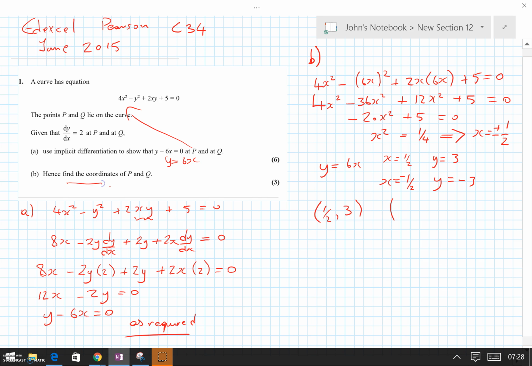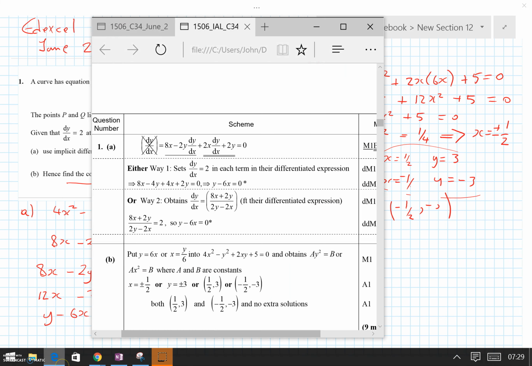Because it does say find the coordinates, examiners are generally fairly generous on this thing. If you've written them here, I think this would be good enough, but it's always worth making sure that we actually have fulfilled what we've been asked to do. Okay, so that's it.